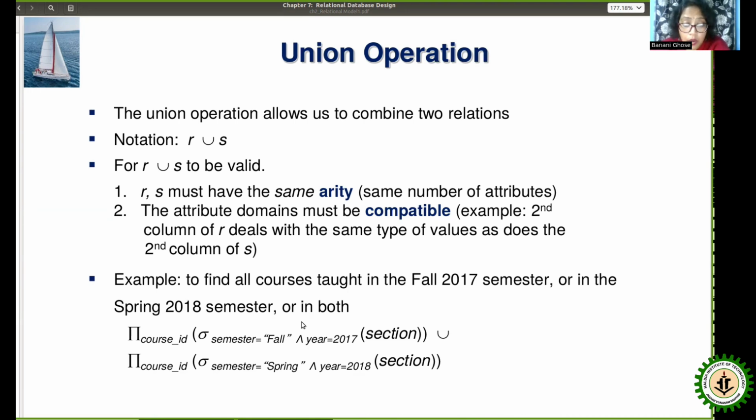Now see, to find all courses taught in the fall 2017 semester or in the spring 2018 semester or in both, how do we retrieve them? You have to fetch the course ID. So you fetch the course ID, and at first you are doing sigma semester equal to fall and year equal to 2017, run on the section table, union. The same thing is done with spring and 2018. So you will have the course IDs which are taught in fall 2017 and the course IDs which are taught in spring 2018 or both.